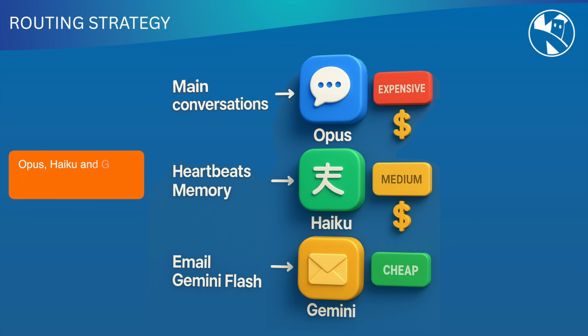Okay, so I had a cost problem and a security problem. Both of these are fixable. Here's what I did. First, I understood the cost structure. Not all requests are the same. The Heartbeat doesn't need a Claude Opus, just checking email. That can run on Haiku.